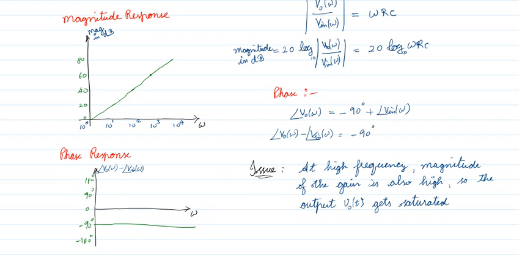What is the issue with this system? The issue is at high frequency, when omega is increasing, what happens to the gain? It will keep on increasing, and becomes so high that the output gets saturated. We know the output of the op-amp is limited, maximum is plus V saturation, minimum is minus V saturation. When the gain keeps on increasing, the output goes into the saturation region. That's the drawback, right? So how do we overcome this drawback?